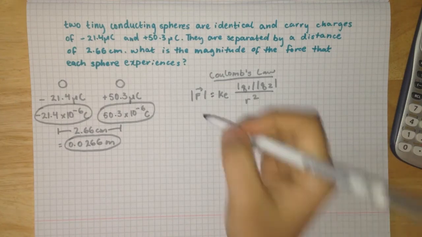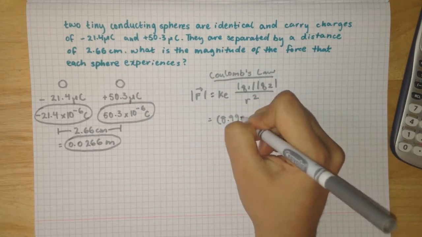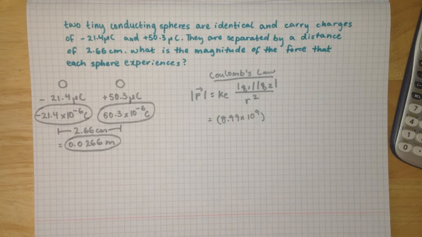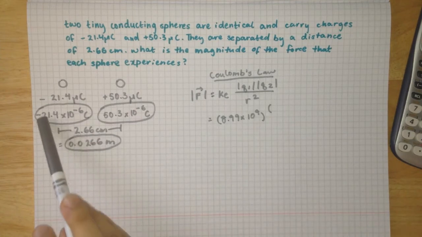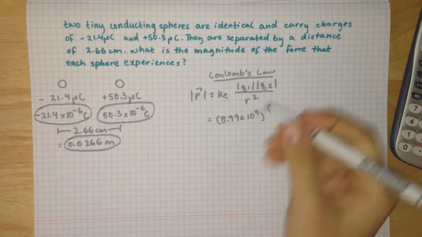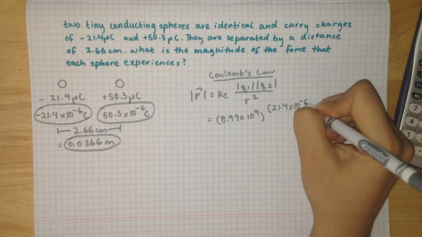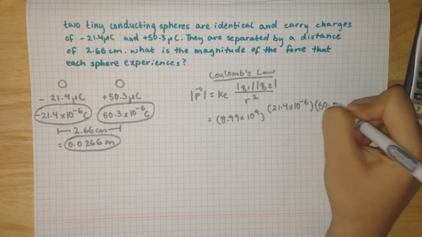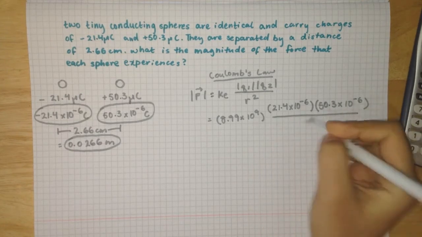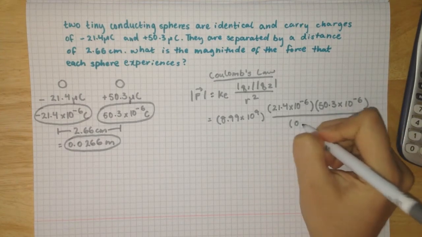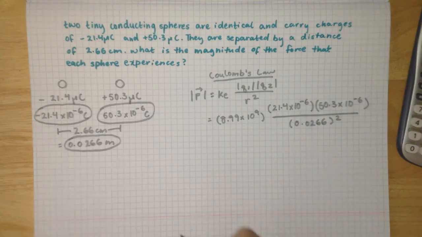So we have the constant is equal to 8.99 times 10 to the 9th if we use coulombs and meters. Note that it's absolute value, so we won't put the negative sign in for the charge on particle 1. So 21.4 times 10 to the negative 6th times 50.3 times 10 to the negative 6th, all over the distance, which we converted to meters, 0.0266 squared. And that will equal the force.